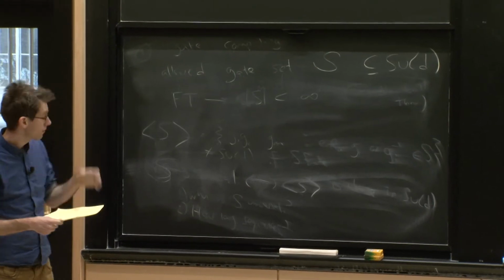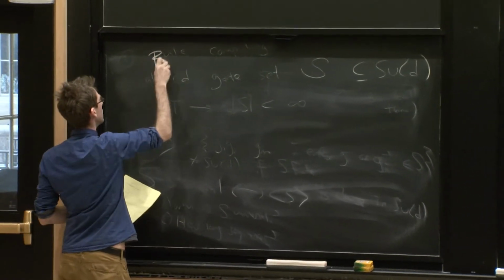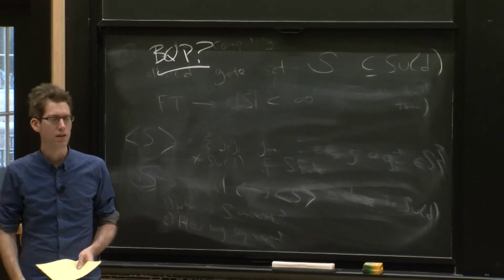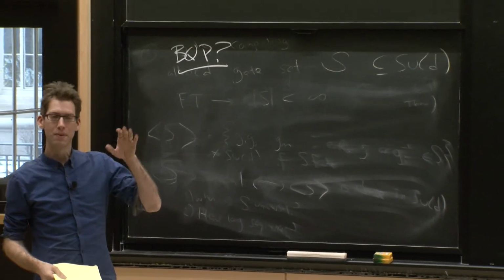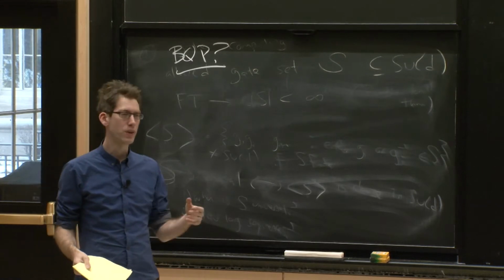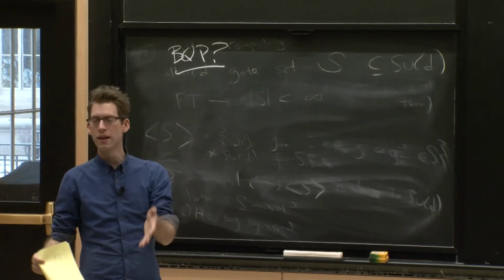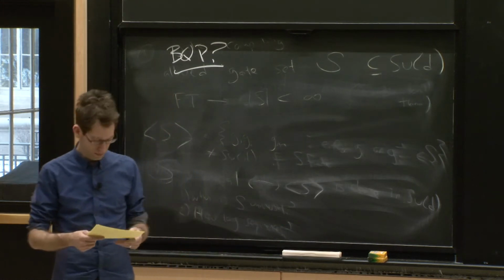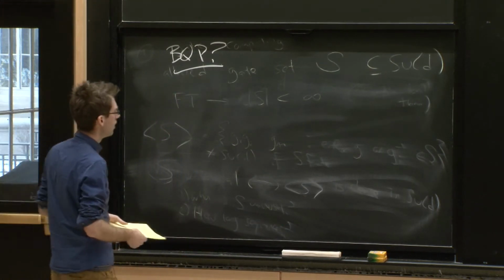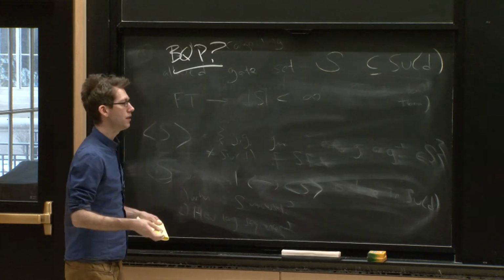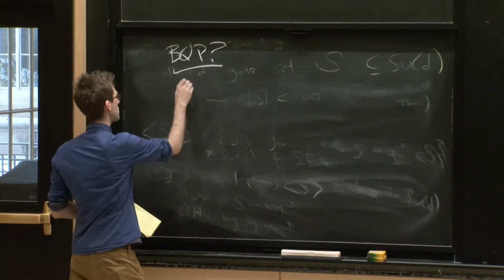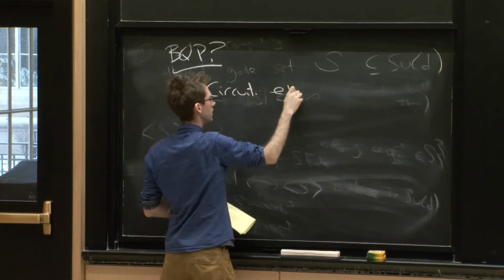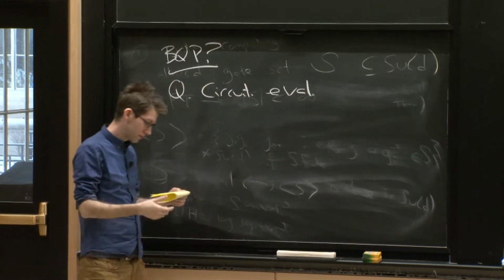Can we do the same thing for BQP? Can we find maybe a complete problem for BQP? Can we say that this is BQP-complete, and so it's unlikely to have a polytime solution? So the natural complete problem for BQP, kind of analogous to circuit SAT, is called quantum circuit evaluation.